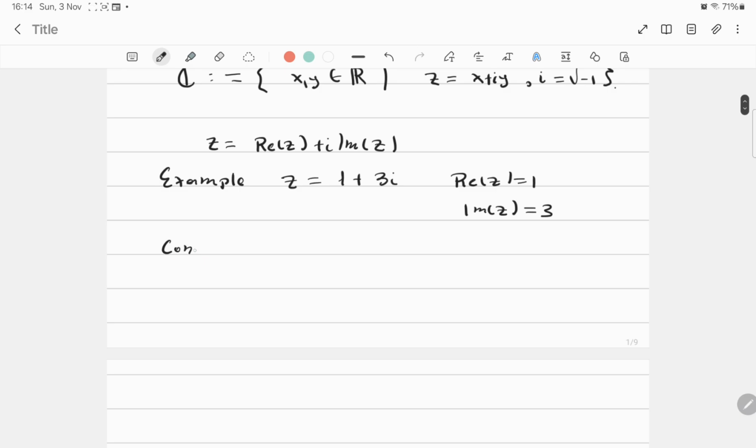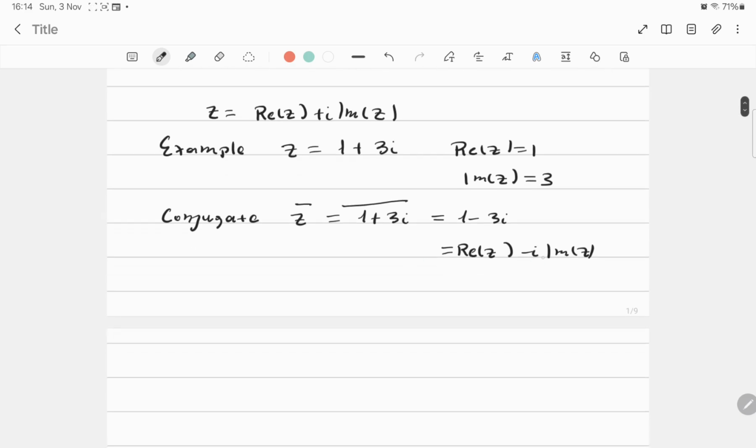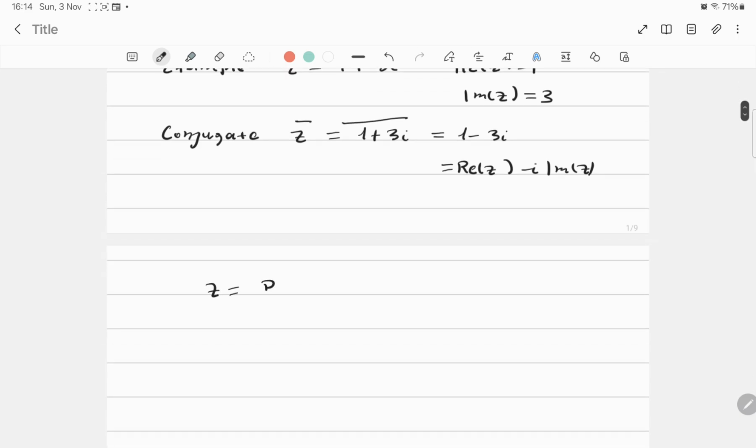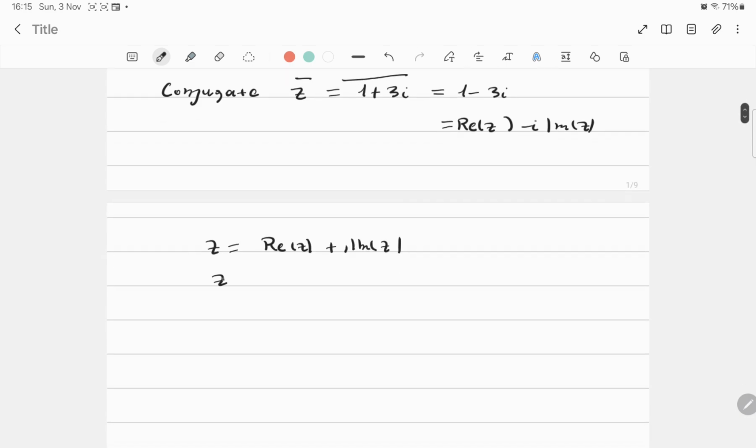The conjugate complex number we denote by z bar. For 1 plus 3i, the conjugate is 1 minus 3i, which is the real part of z minus i times the imaginary part of z. So the conjugate has the imaginary part with the opposite sign. So z equals real part of z plus i imaginary part of z, and z conjugate equals the same real part minus i times the imaginary part of z.